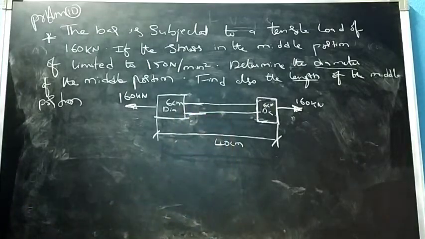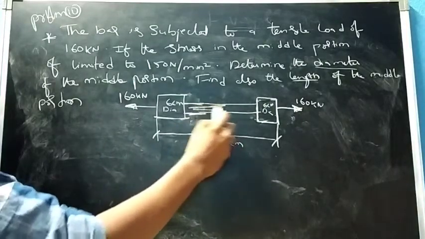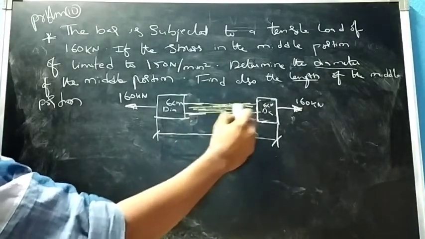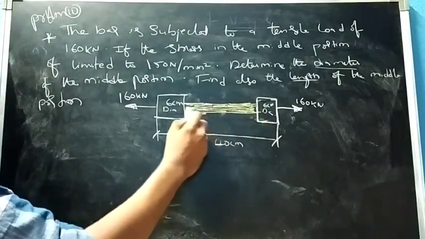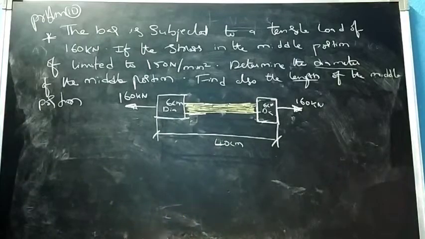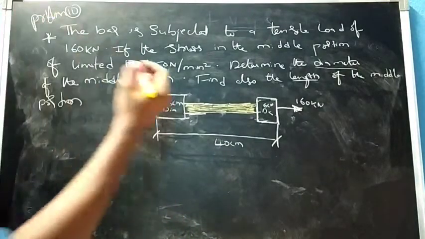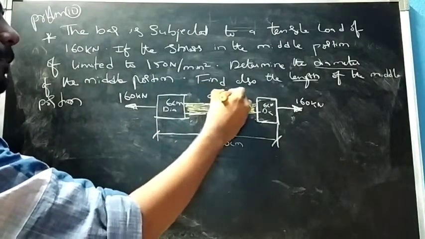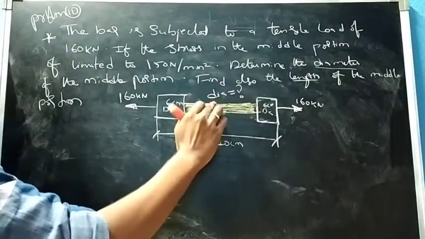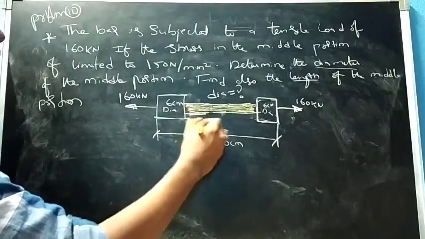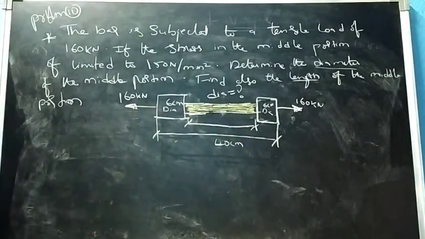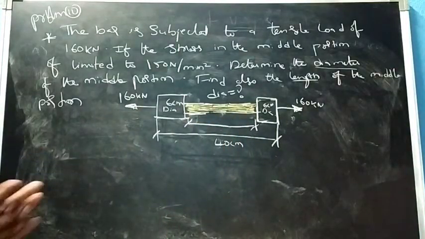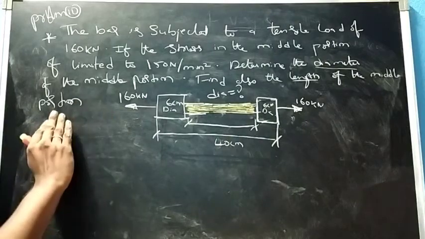So we need to find this portion, that is the middle of this portion. So we need to find the dia of this portion as well as the length, right? So come back to the question.